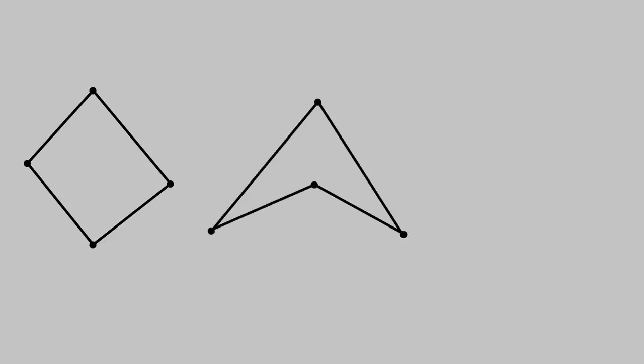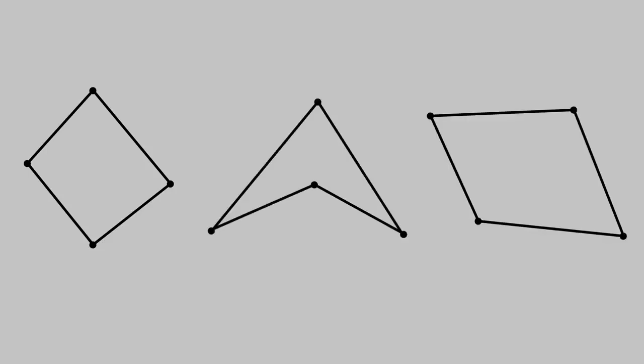If you have a paper and pencil nearby, go ahead and put 4 dots anywhere on the paper and connect them to make a quadrilateral. It doesn't matter how weird the shape is, and I'll just put a few examples here to illustrate that point.